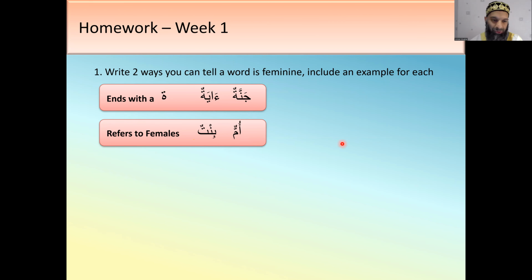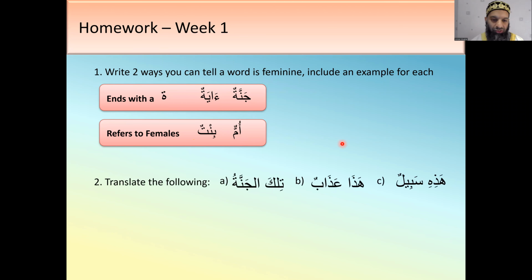Right, so next one. Translate the following. And this course is about translating the Quran.